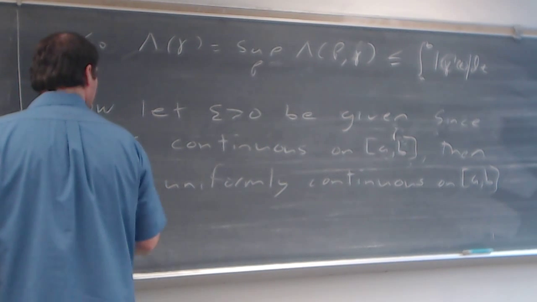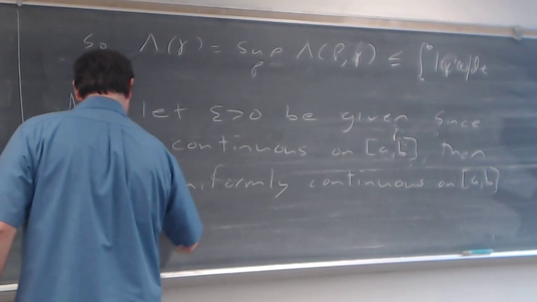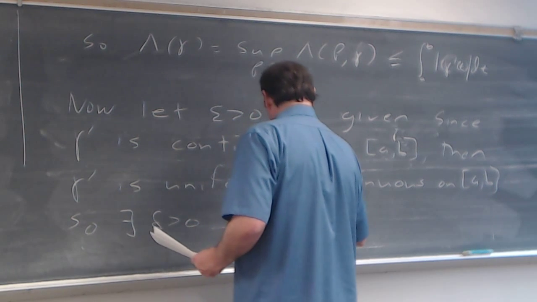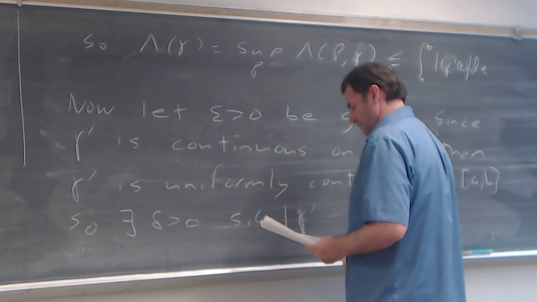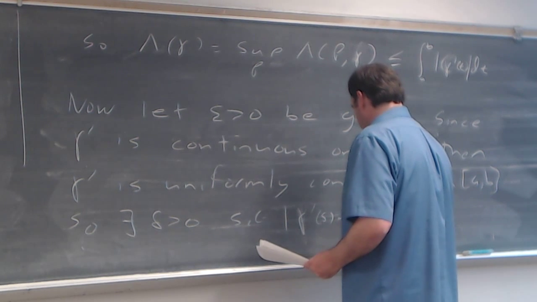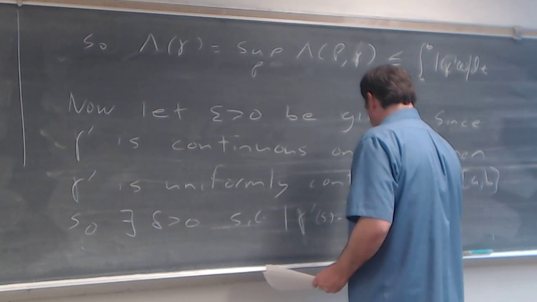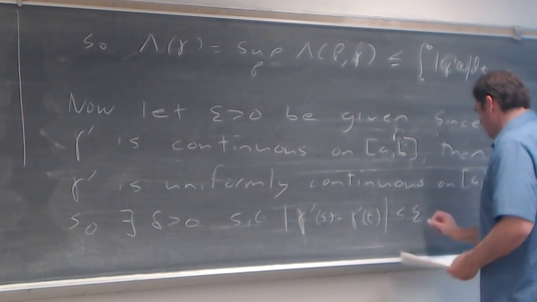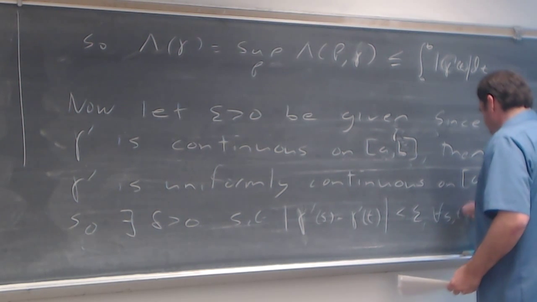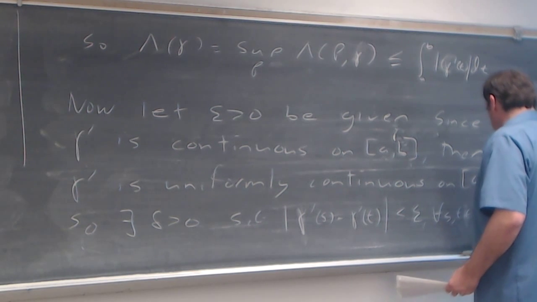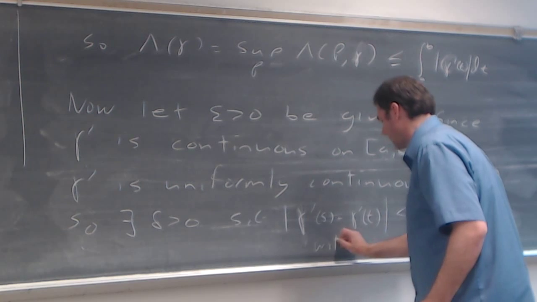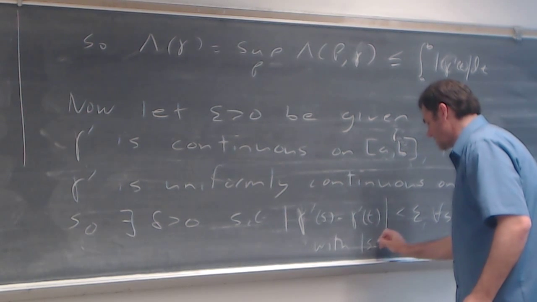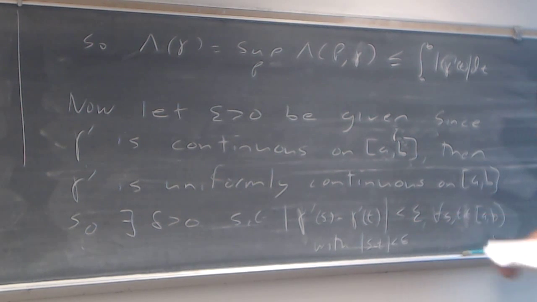So, we've been given this epsilon, so there exists a delta greater than 0 such that the norm, which represents the metric here, of gamma prime of s minus gamma prime of t will be less than epsilon, and that's true for all s and t in [a, b] with the absolute value of s minus t less than delta. So that's absolute value, that's norm.